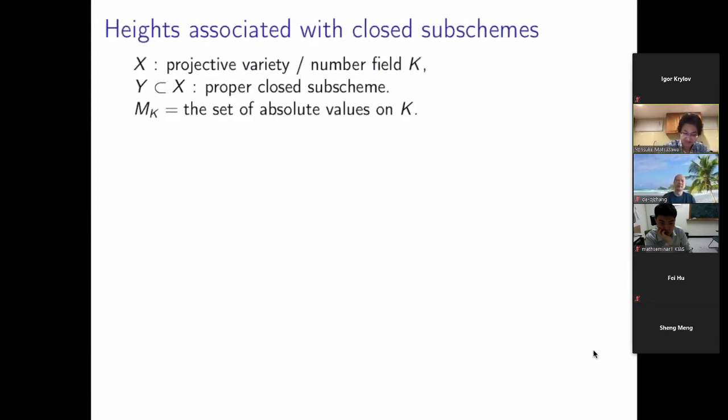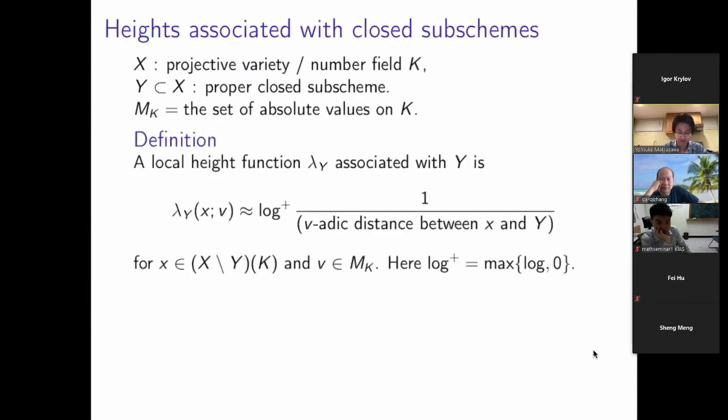Yeah. Okay, so MK is a set of absolute values on K. I'm not going to give the formal definition of the local height function because it's a complicated formula, but the concept is very simple. A local height function associated with Y, which I'm going to write as lambda sub Y, is roughly log plus of 1 over the dyadic distance between x and y.